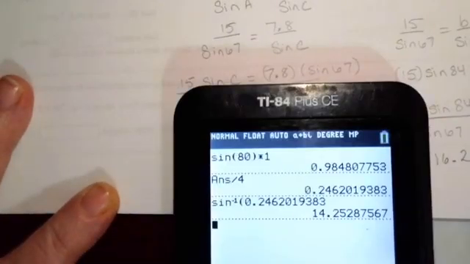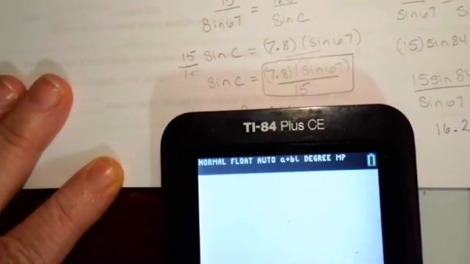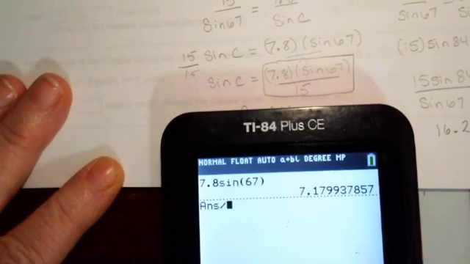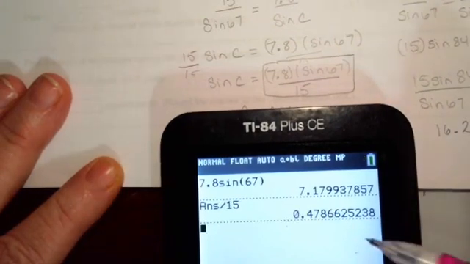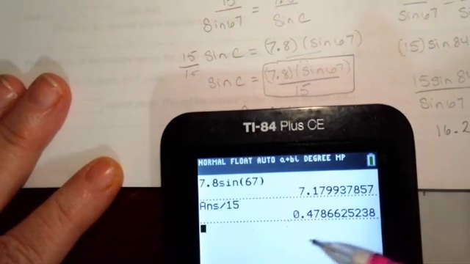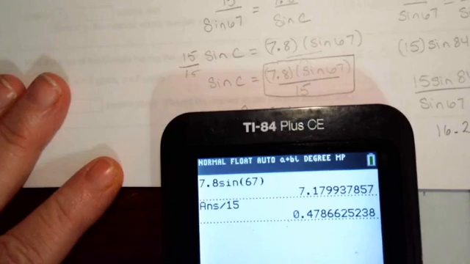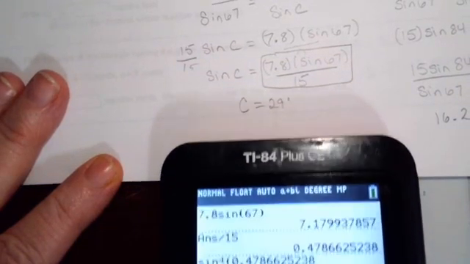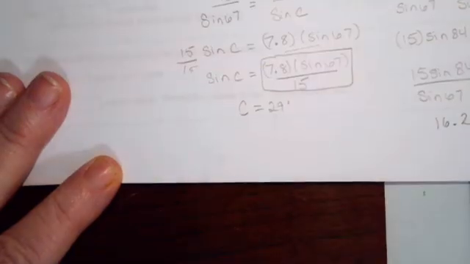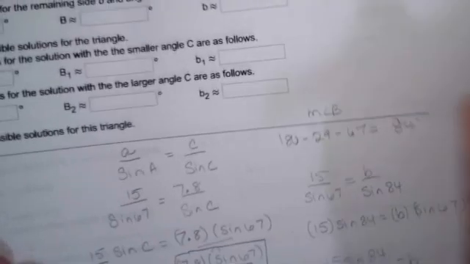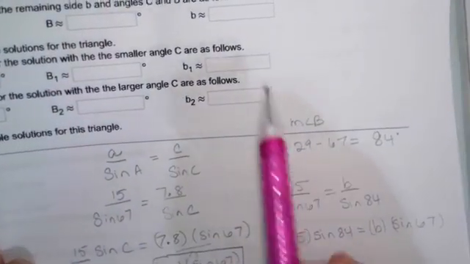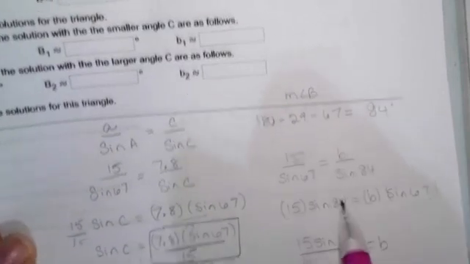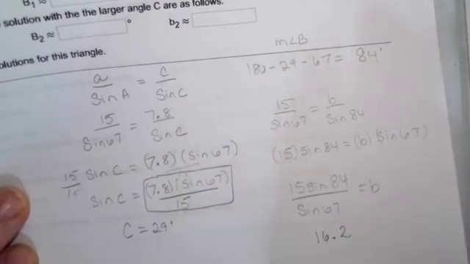I'll type that in. It is 7.8 times the sine of 67 divided by 15. That's the sine of C. And it's okay for sine to be that value. It's not outside of its normal range. So I'm going to use inverse sine, find my angle, round to the nearest degree, 29 degrees. Well, now that I know that that's 29 and the other angle is 67, I can find the missing angle, and then I can set up another ratio to find the missing side.